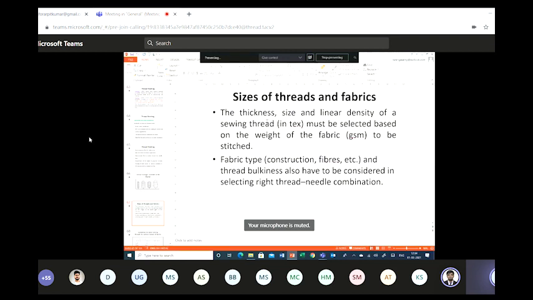So the tex of thread must be selected based on the weight of the fabric, that is GSM. Apart from that, you may have a fabric which may be loosely constructed or tightly constructed. If the fabric is tightly constructed, then the thread has to be very strong. Otherwise, the thread may break. And the fiber also has to be selected properly.